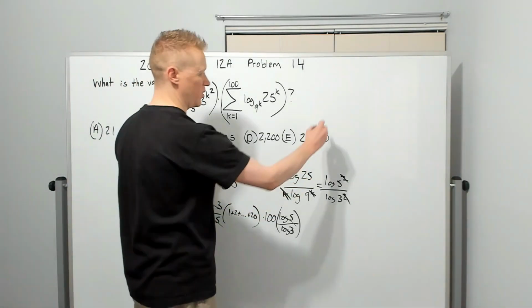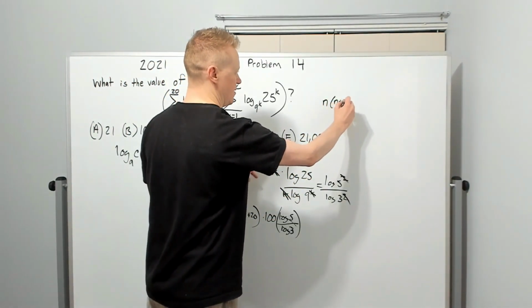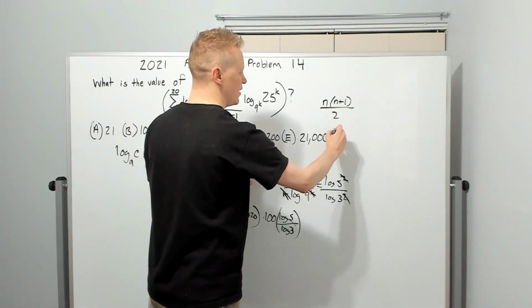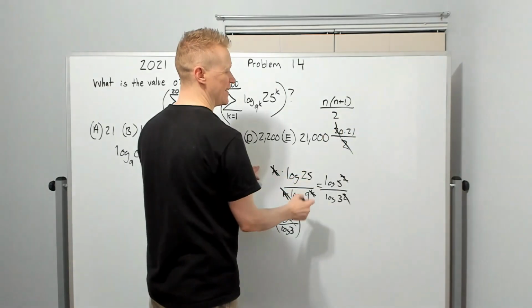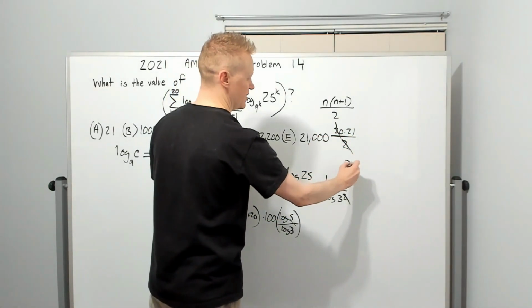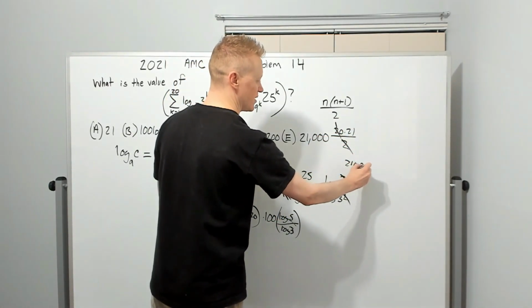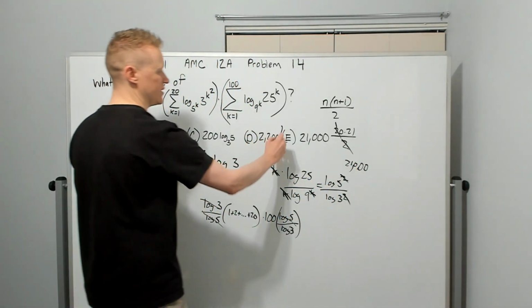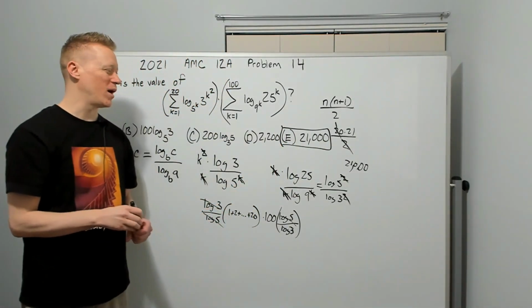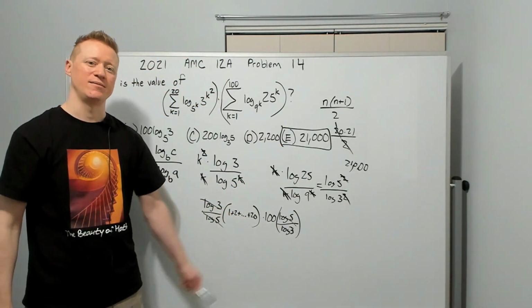So the 1 to 20 is the n times n plus 1 over 2. You get 20 times 21 over 2, drop the 2 into here to get 10. 21 times 10 is 210. Toss 2 more zeros on the end of that. You are at 21,000. Answer choice E. Why 2 more zeros? Because we're times 100, right?